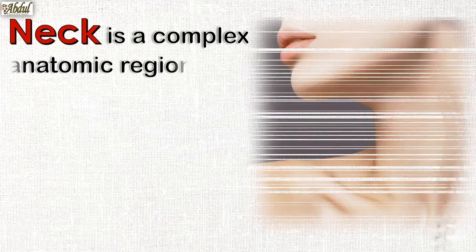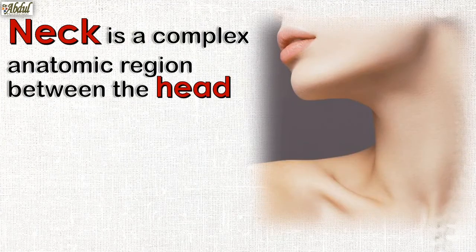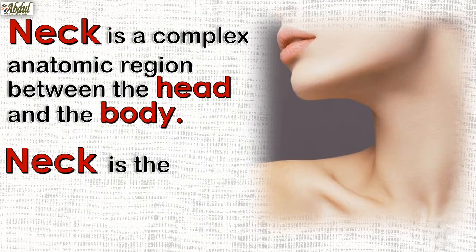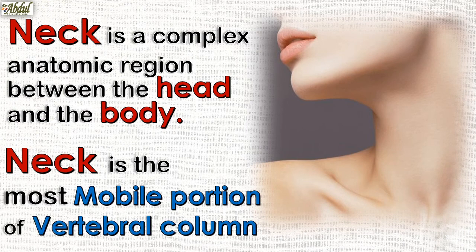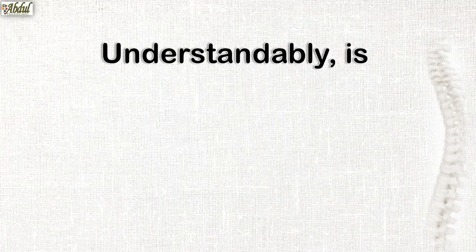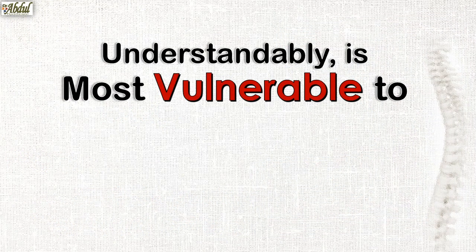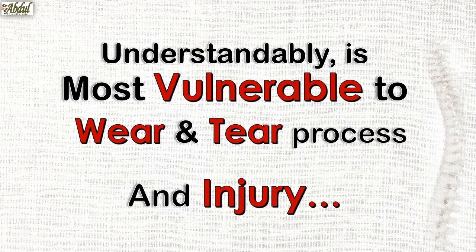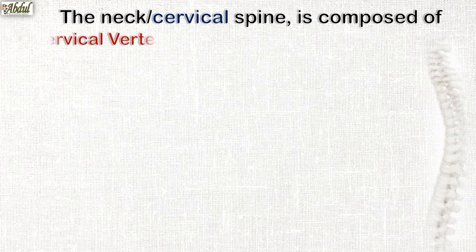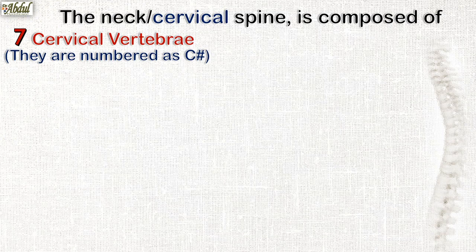The neck is a complex anatomic region between the head and the body. The neck is the most mobile portion of the vertebral column. Understandably, it is most vulnerable to wear and tear and injury. The neck or cervical spine is composed of 7 cervical vertebrae. They are numbered C1 to C7 in 2 varieties.